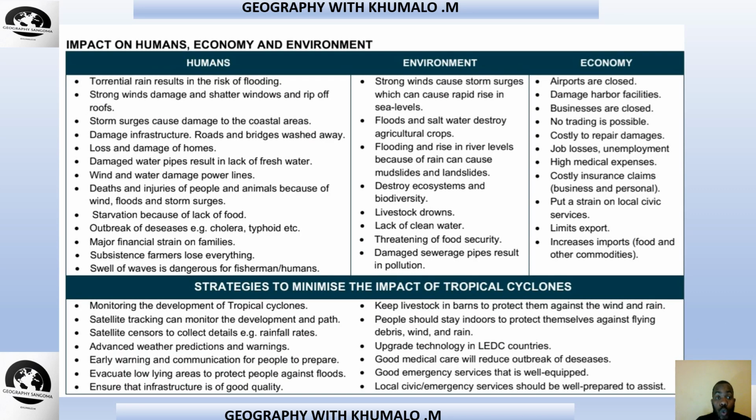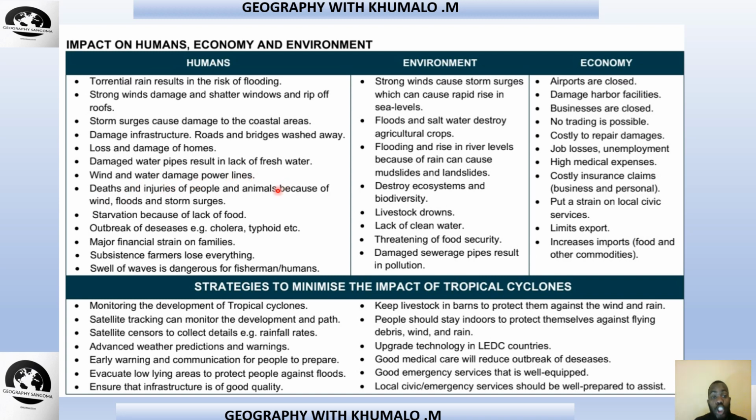And then we go to the impact on humans, the economy, and the environment. Now, how will this tropical cyclone affect humans? The torrential rainfall results in the risk of flooding. The strong winds damage and shatter windows and rip off roofs. The storm surges cause damage to coastal areas, and damage infrastructure, such as roads, and bridges are washed away. There is loss and damage to our homes as humans. Damage to water pipes results in lack of fresh water. The wind and water damage our power lines.